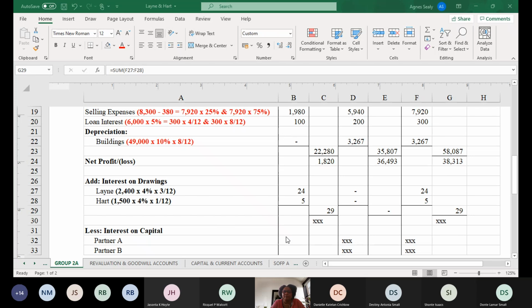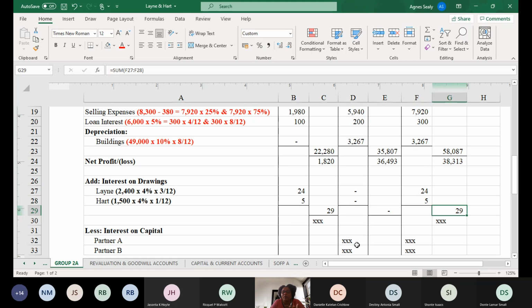Oh, go over the months again. Okay. All right. We are seeing that when you look at the drawings, it shows that Layne withdrew the $2,400 on August 1st. And under the old agreement, there was an interest on drawings, but under the new agreement, there's no interest on drawings. So therefore, the interest on drawings for Layne and Hart must be calculated just for that time period of the old agreement, and not only the time period of the old agreement, but from when they took.